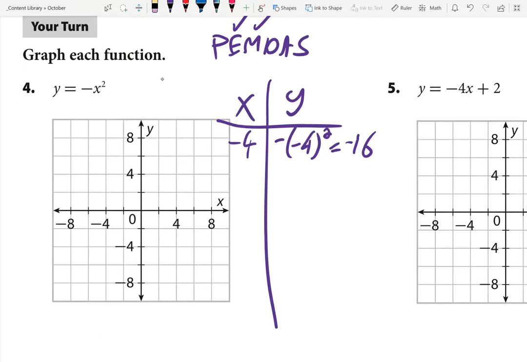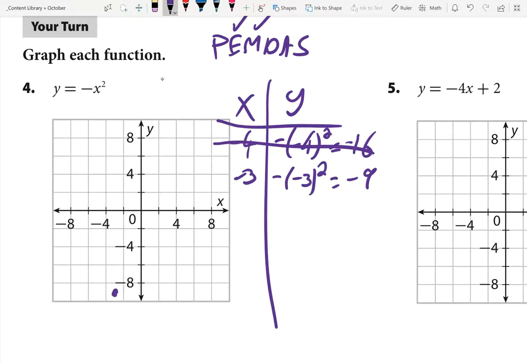I won't be able to fit it on my graph. So we're going to throw this out. That's not a very good input value to use. Let's try instead, let's try -3. Let's see if that works better for us. So when I plug in -3, same idea, right? -3 squared is positive 9, and then positive 9 times that negative will make it a -9. And that point fits. -3, -9 fits on our graph.